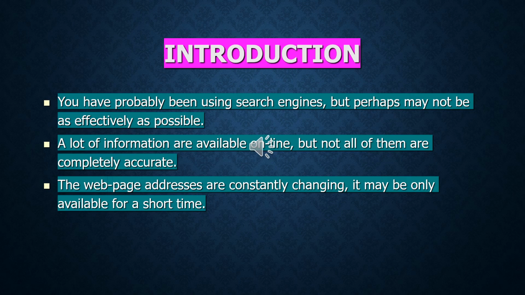You have probably been using search engines, but perhaps not as effectively as possible. Everybody, when you ask them to search for something online, will just Google it. So are you using it as effectively as possible? A lot of information is available online, but not all of it is completely accurate. Some of the things on the internet are accurate and some are not. The web page addresses are constantly changing. It may be only available for a short period of time.